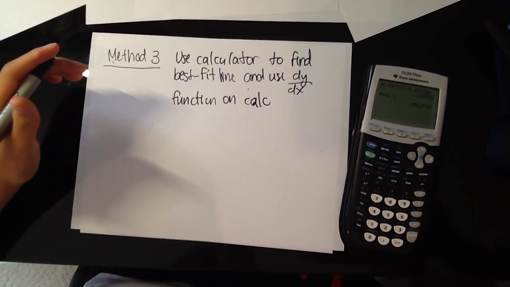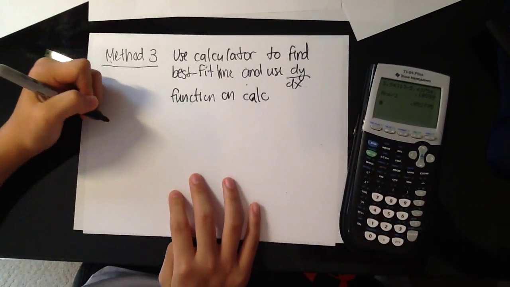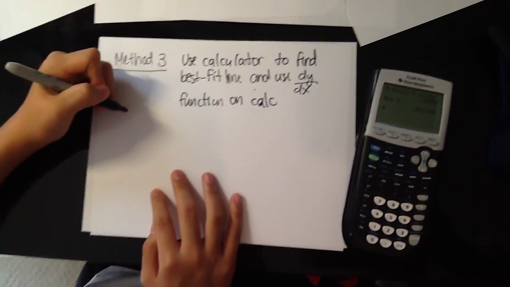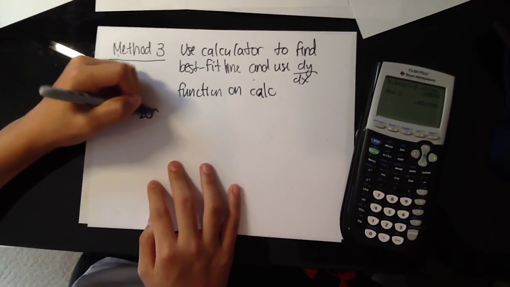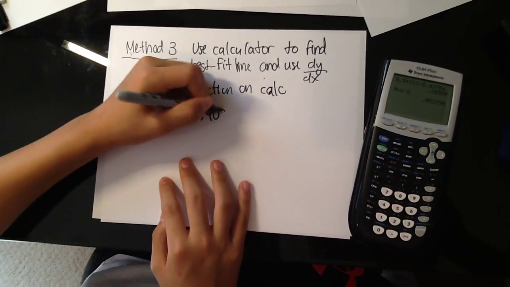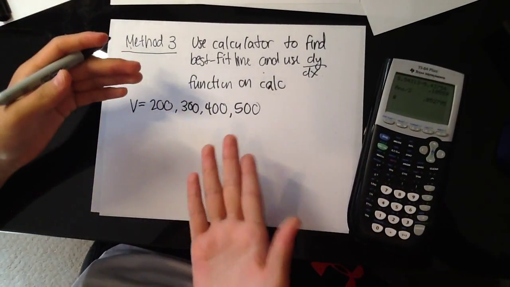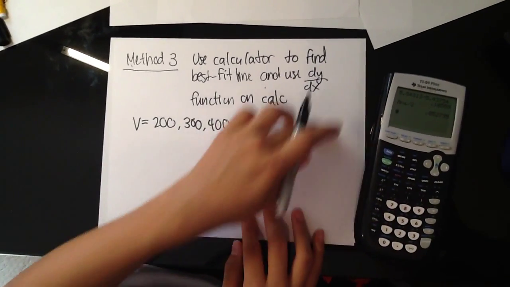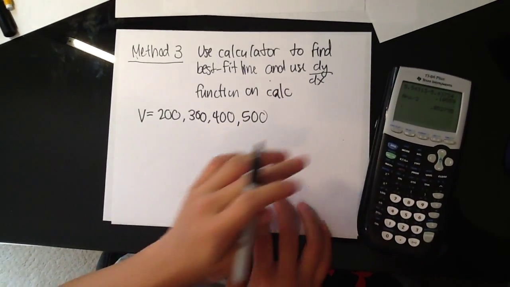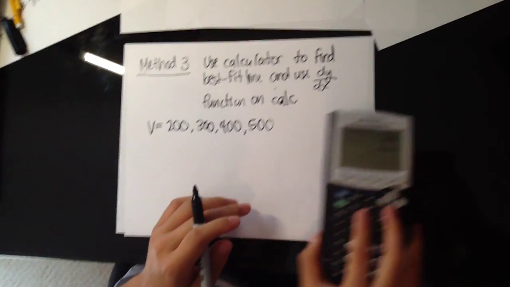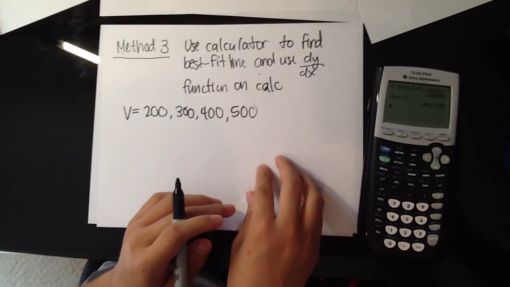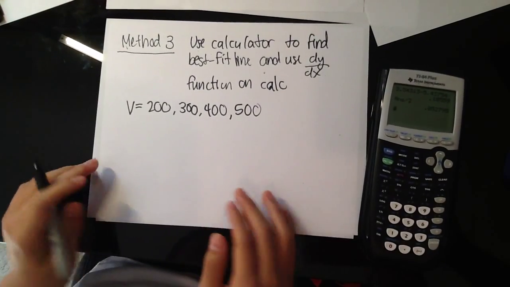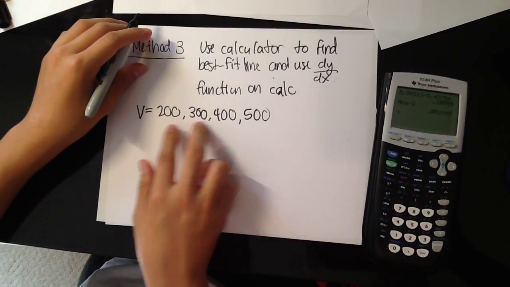So what I did was, in order to get the best fit line, you have to use many different values that are far apart from each other. So I chose volumes of 200, 300, 400, and 500. Basically this is like what I did before, except instead of approximating the slope between the 2 points, I actually find the line so that I could have the equation, and then I use the calculator to differentiate that equation and then find the slope at that point. So I need to have the equation first. In order to get the equation, I use these.